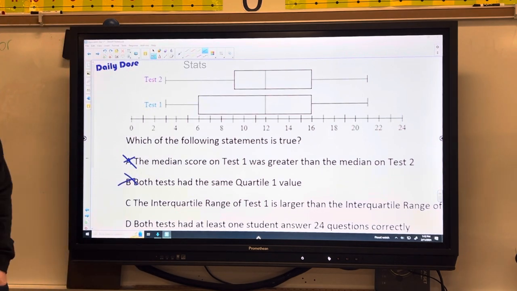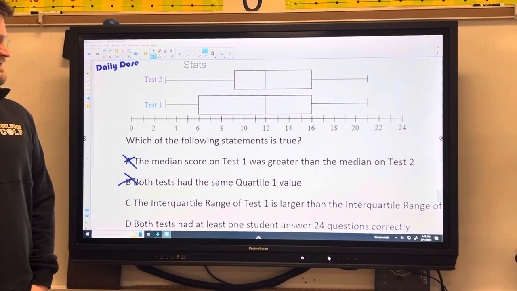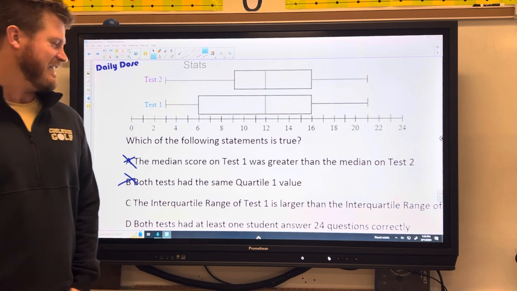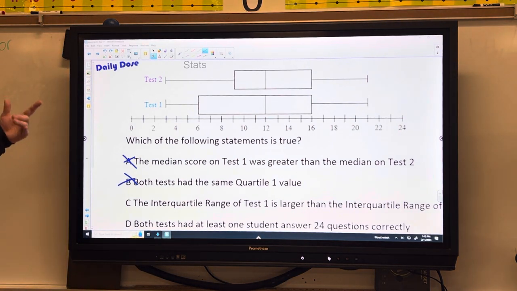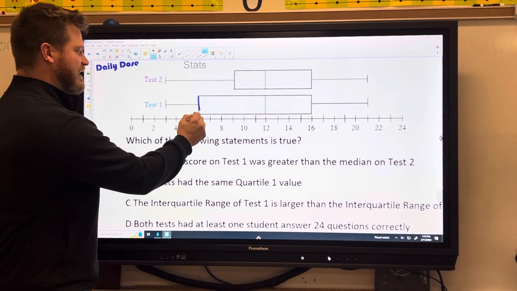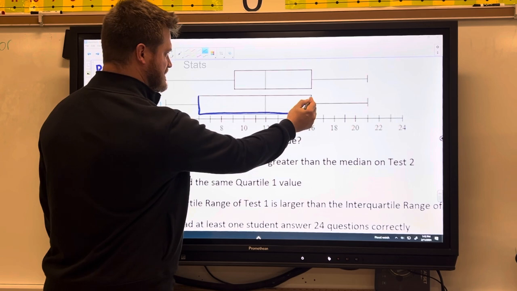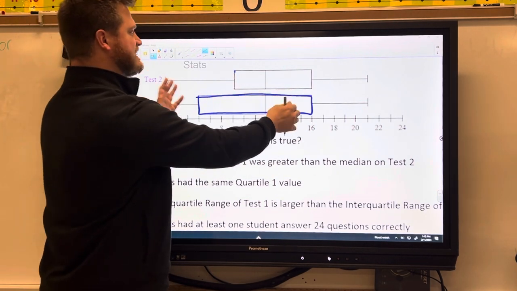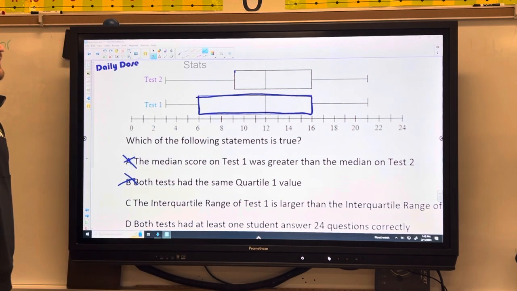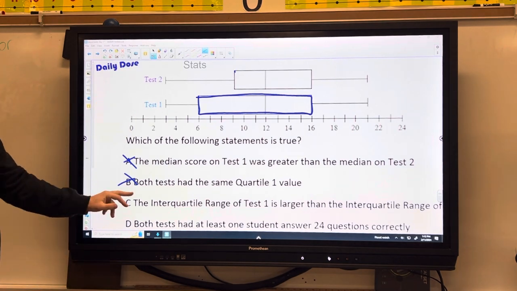B's not right. C, the interquartile range of test 1 is larger than the interquartile range of test 2. Is test 1's interquartile range bigger? This is test 1. Remember, interquartile range deals with the box, so without even doing any math, I can notice that this box is a lot longer, a lot larger than test 2, so C will be correct.